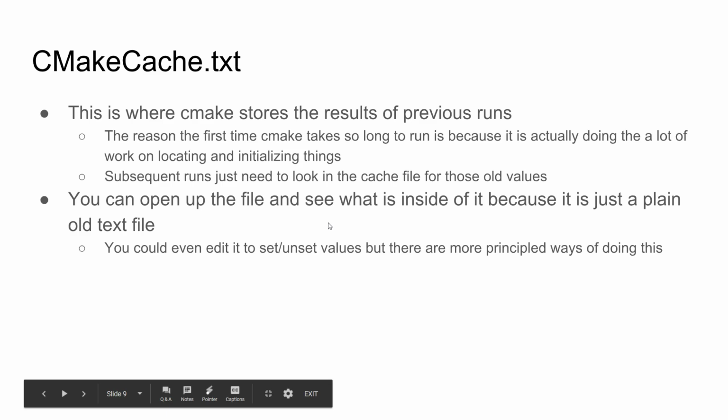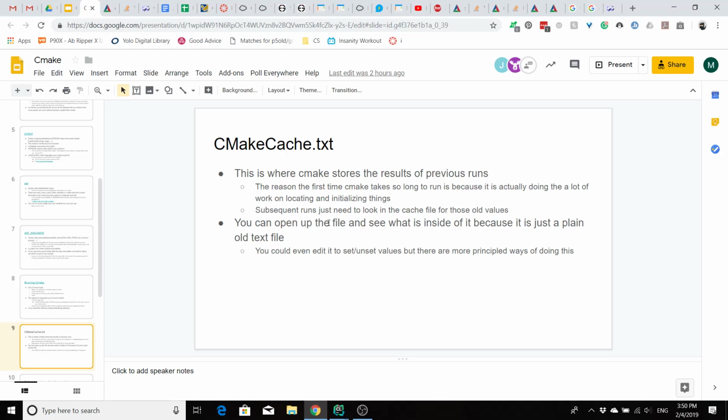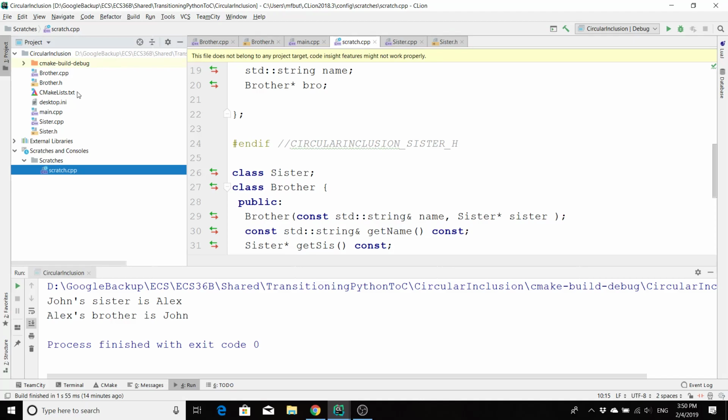So CMake will store the results of this last run in a file called CMakeCache.txt. If you've ever noticed, when you first start a project, it takes a really long time to load up, but every time after that, it's pretty quick. This is because the first time CMake is run, it's actually doing all the work of locating where the compilers are and where things are in the file system and double checking things. And it saves all those results into the cache file. So when it goes to be run again, it just looks inside the cache file for the old values, assuming nothing's changed. If things have been changed, it'll go update those as well. You can see what's inside this file because it's just a plain text file, and you can open it up and even edit things as well.